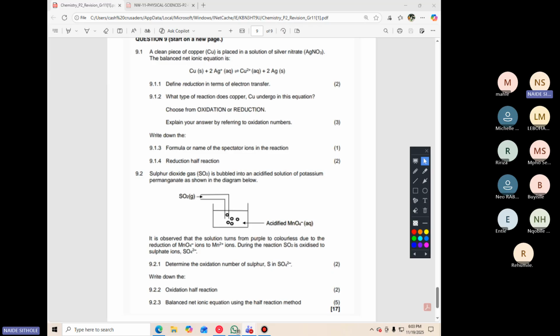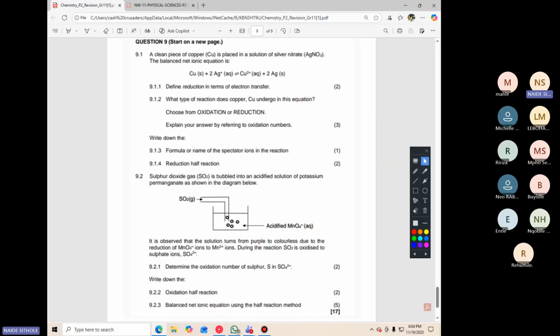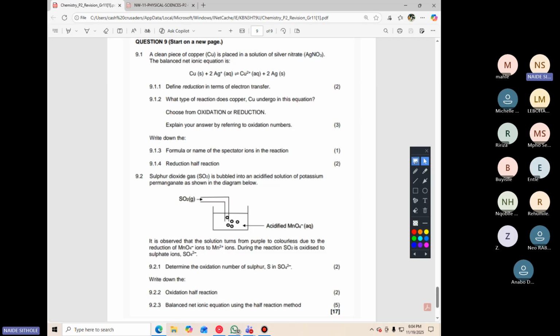So, I'm going to start with question 9 here, which is on oxidation and reduction. I'll just go through it as a form of revision so that you understand what we are all about when we are doing redox reactions. So just a small revision.